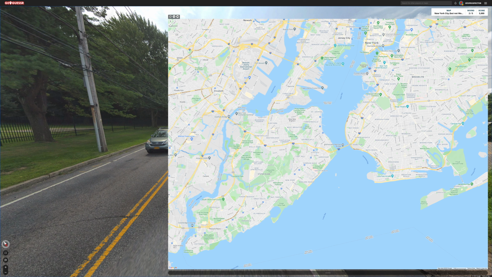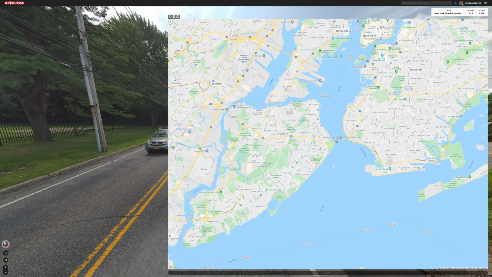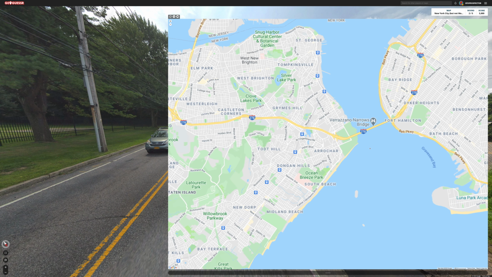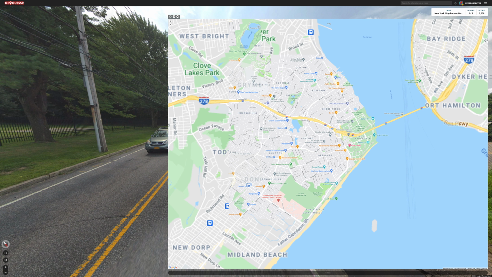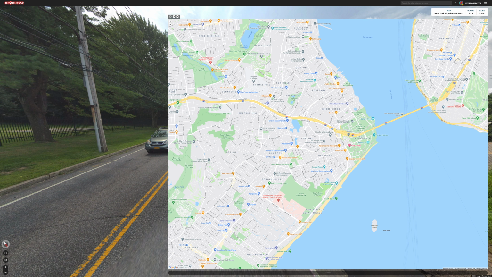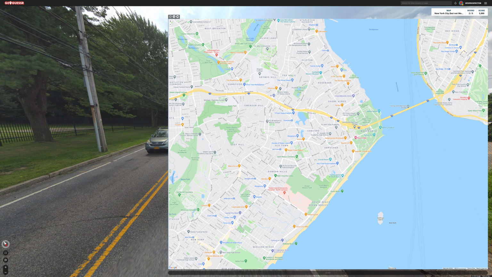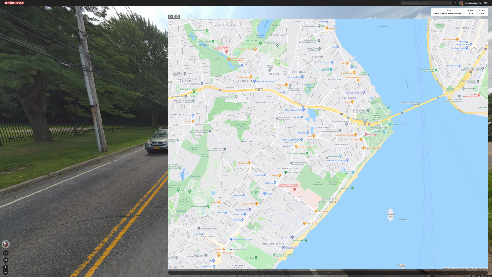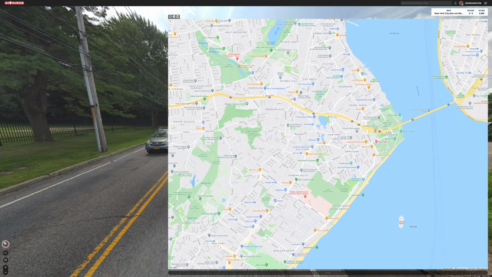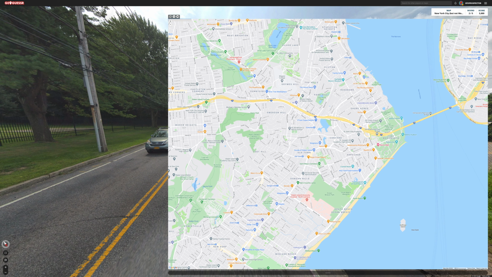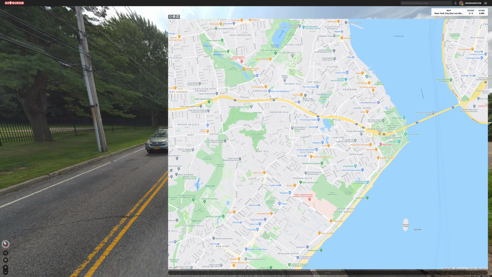Verrazano Narrows Bridge crosses the water there. I would put money on this being more likely to be in Staten Island than in Brooklyn. So why don't we just zoom in here and see what we can see? We've got Gainsford, Brielle, Gower Street. Do we see any of those? Or a school for that matter.